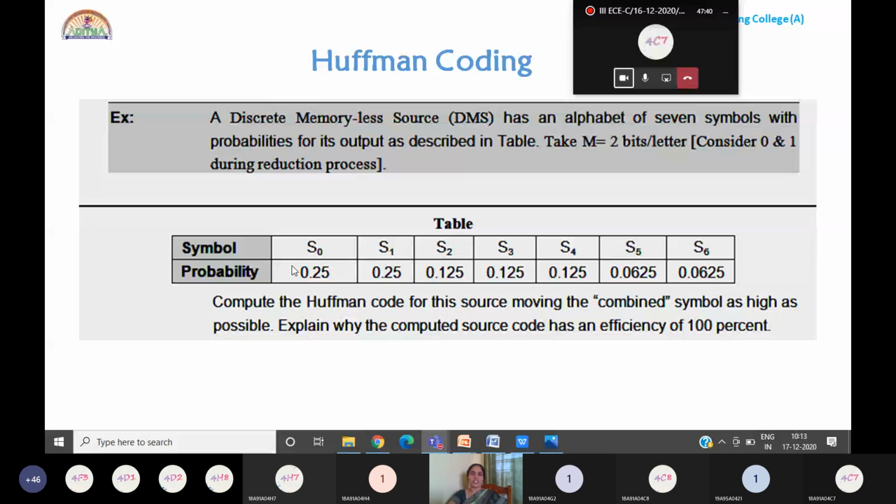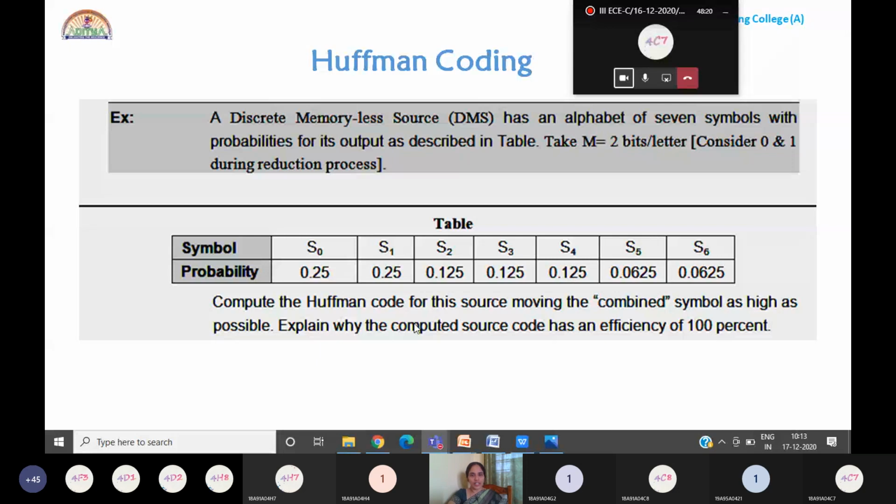If it is in the decreasing order, mention it in the same order for construction of either the Huffman coding table or the Shannon-Fano coding table. If it is not, then you have to reassign the symbols. For example, if S2 has 0.25, then you should take S2 to the first position. So S2 0.25, next S0, S1, S3, S4, S5, S6 like that. Anyhow, you need to represent them in decreasing order. So remember that.